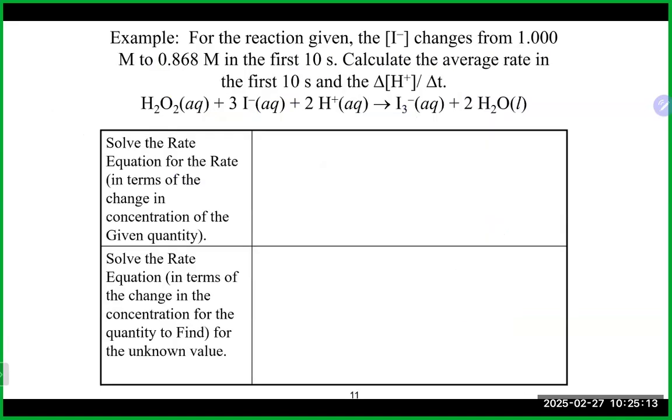All right, so why don't we try one with numbers here. For this reaction, the concentration of I minus changes from 1 to 0.868 molar in the first 10 seconds. Calculate the average rate for that 10 seconds and what is the concentration of H plus over time, how it's changing. So see what you come up with.